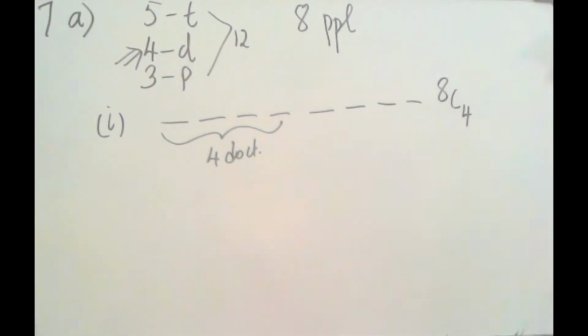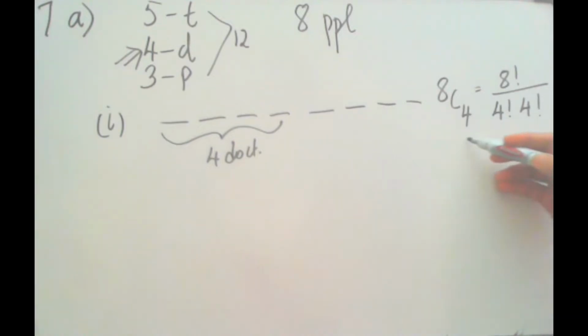So the answer is 8C4. It is 8 factorial divided by 8 minus 4 factorial into 4 factorial. And the answer comes to 70. Now the question comes, why it is 8C4, why not 8P4? Now the answer is simple.